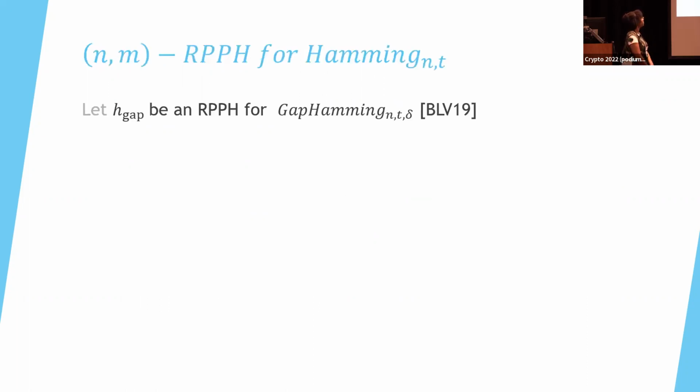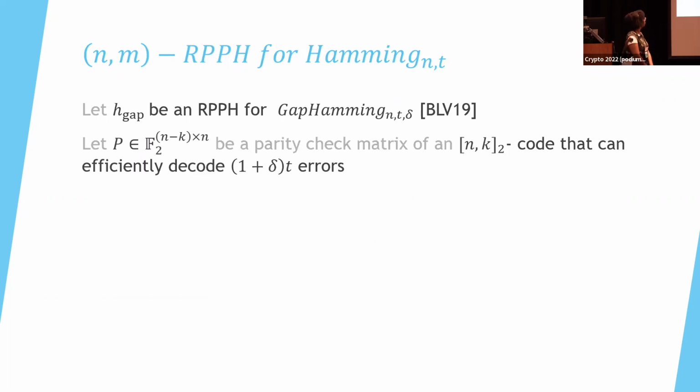Okay, so an NM robust property preserving hash for Hamming. Let H gap be that robust property preserving hash for gap Hamming from the BLV 19 paper. And then similarly as before, let P equal this parity check matrix for this [n, k, 2t] error correcting code that can efficiently decode up to (1 plus delta) times t errors. We sample our hash function such that H of X is defined by P times X, together with H gap of X.